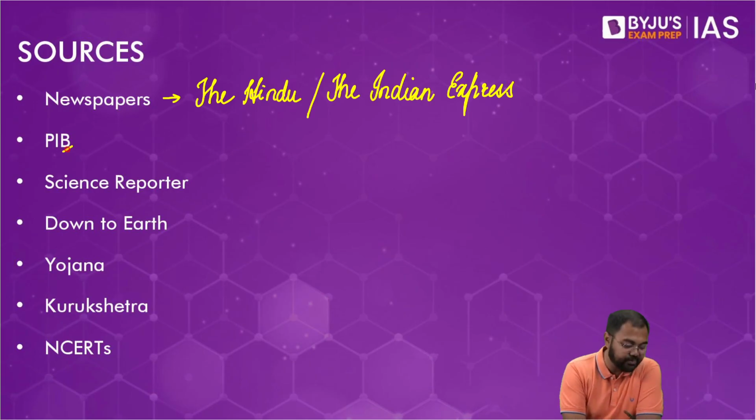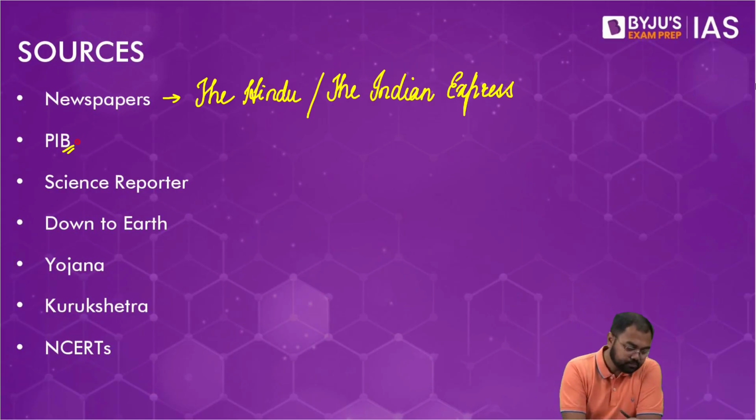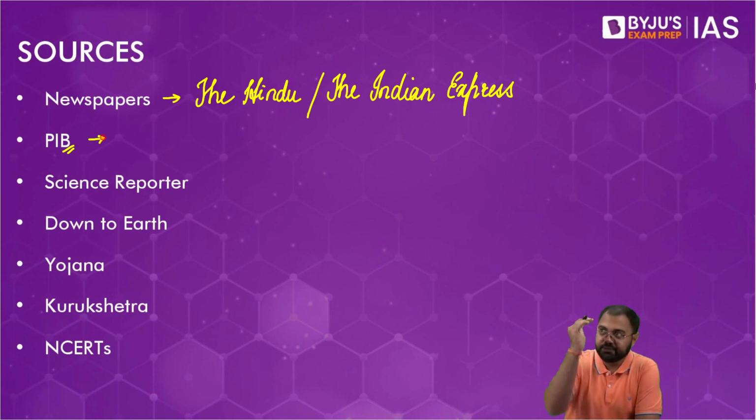Then you have PIB, or Press Information Bureau. The Press Information Bureau, you can say in a manner, is the government mouthpiece: everything that the government is doing, every new project, any new scheme, any new initiative, all these things will be published there. On PIB you can select ministry wise also. For example, if you select Ministry of Science and Technology or Ministry of Atomic Energy, or Department of Biotechnology, you will find everything that they have announced or are doing very easily there.